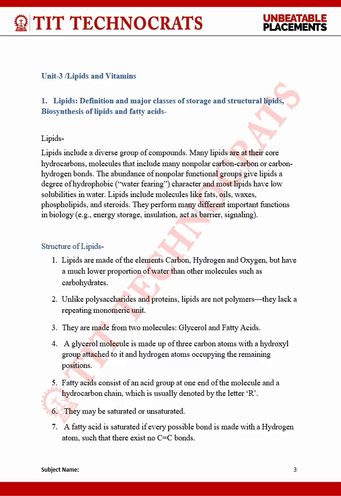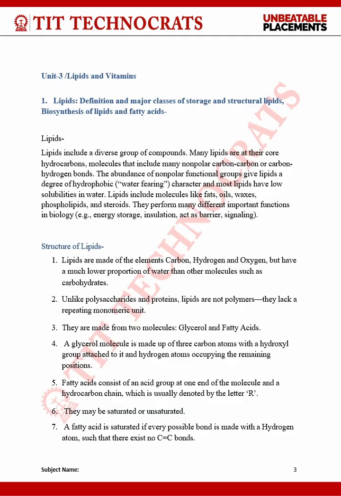You can see the structure of lipids. Lipids are made of the elements carbon, hydrogen, and oxygen, but have a much lower proportion of oxygen than other molecules. Unlike polysaccharides and proteins, lipids are not polymers. They are not actually chains. They are made up of two units, glycerol and fatty acid. Glycerol is a molecule made up of three carbon atoms with a hydroxyl group attached, and hydrogen atoms occupying the remaining positions. Fatty acids contain a carboxylic acid group and a hydrocarbon chain, which is usually denoted by R.